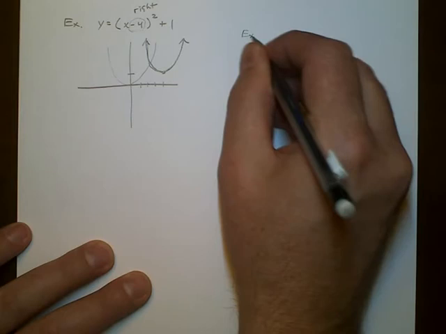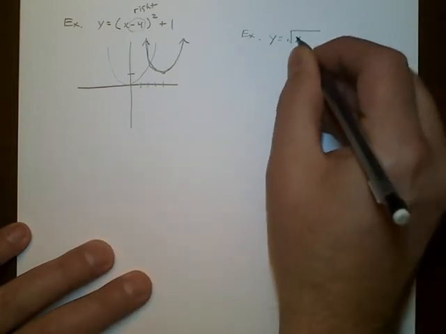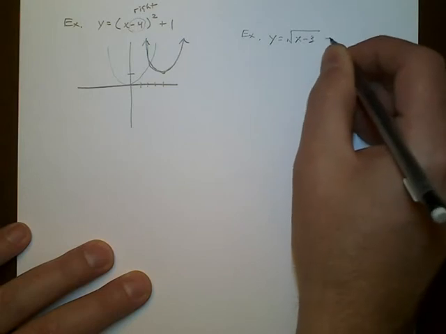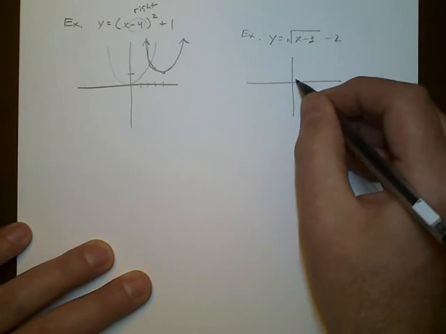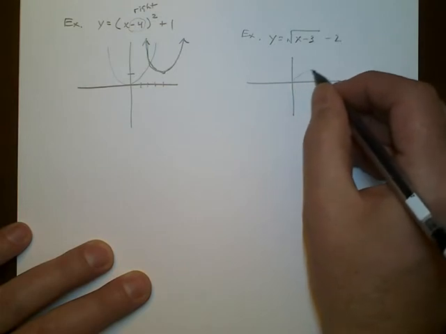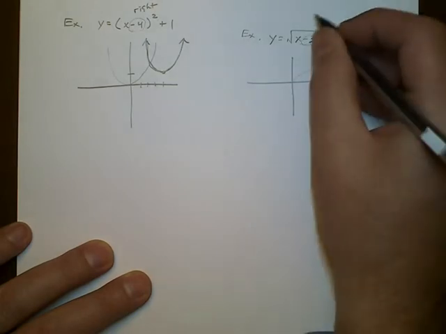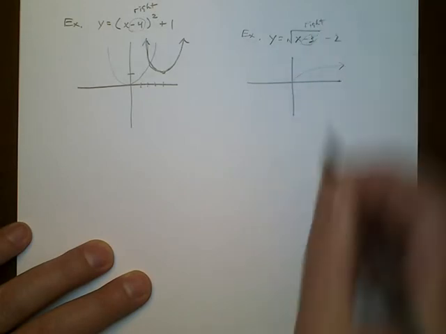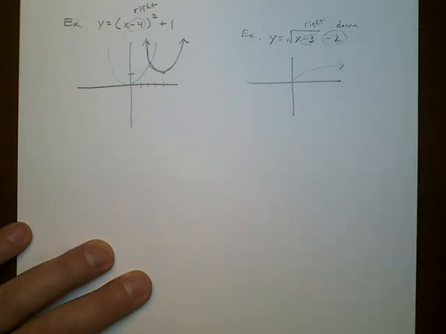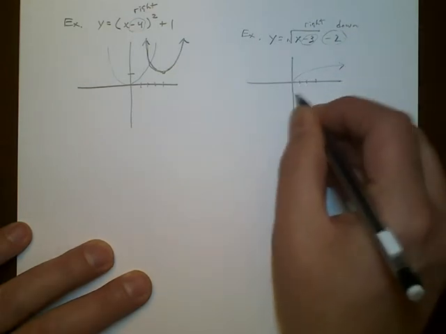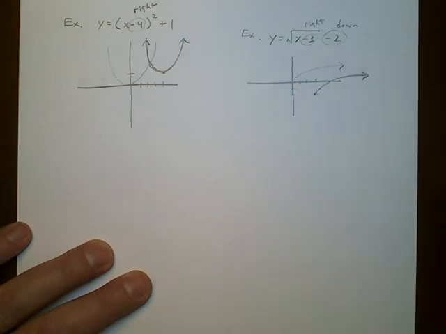Okay, another example. Let's say we have y equals the square root of x minus 3 internally and minus 2 externally. So it's going to be, again lightly, our core graph is going to be the square root of x graph. The minus 3, this is going to move it to the right 3. The negative 2 is going to move it down 2. So I take the center, move it to the right 3, move it down 2, so it looks exactly like that graph, but it's translated this way.